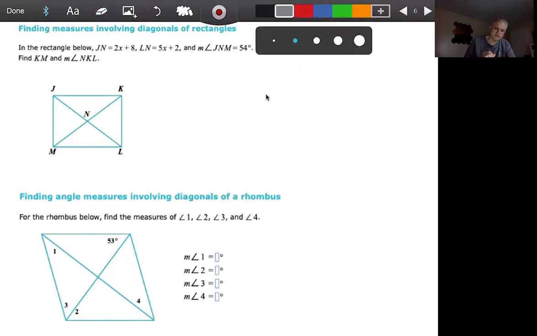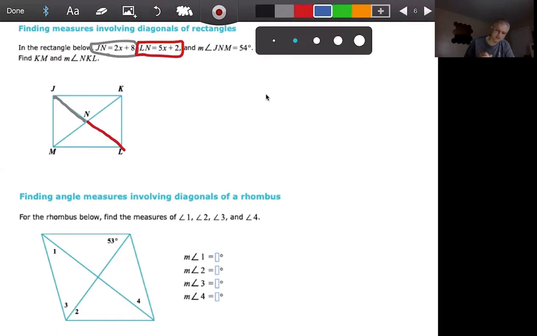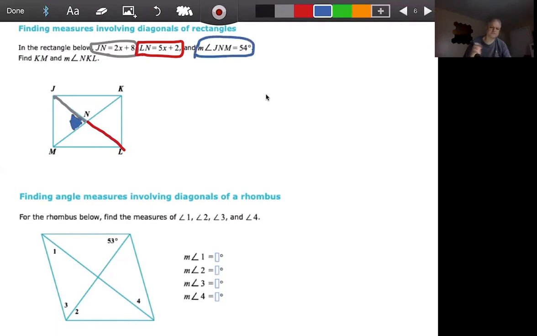Okay, so it says JN is 2x plus 8. So JN, I'll just color code it here. JN is 2x plus 8. LN is 5x plus 2. Okay, that's nice. And then it says the measure of angle JNM, which is this guy right here, this angle. So I'll put this right in here just to show that I get my angle. That angle is 54 degrees. Okay. So we've got us a rectangle.